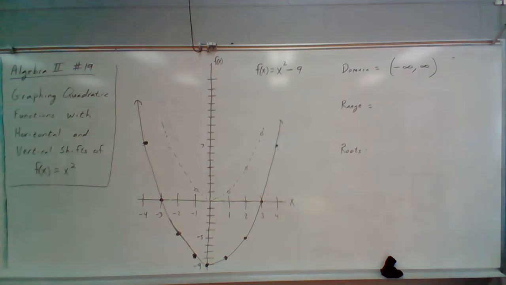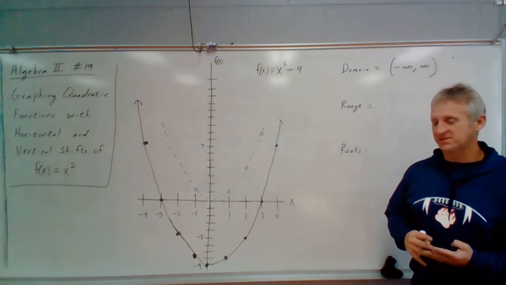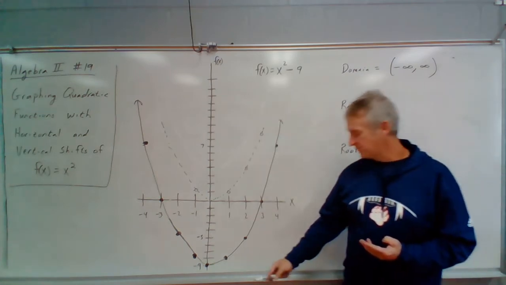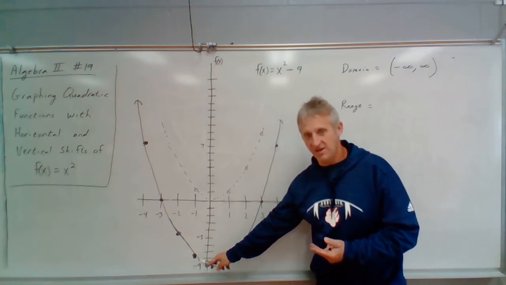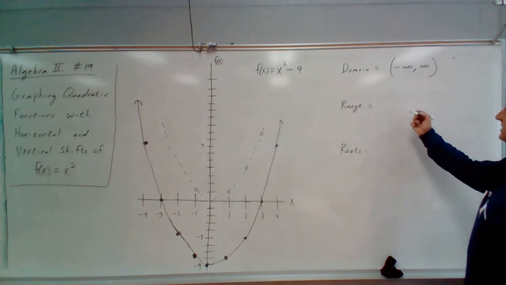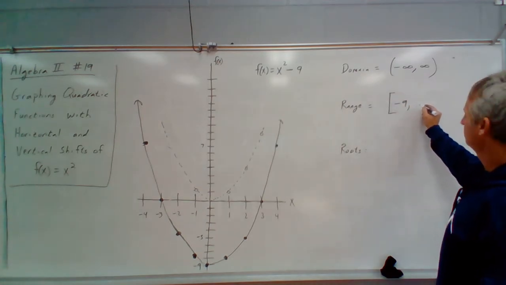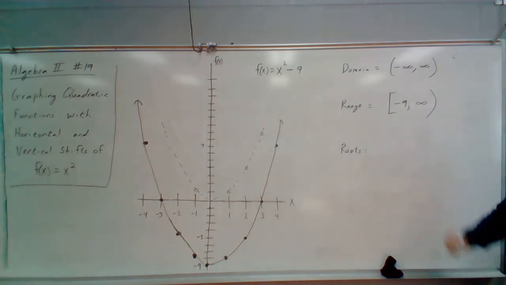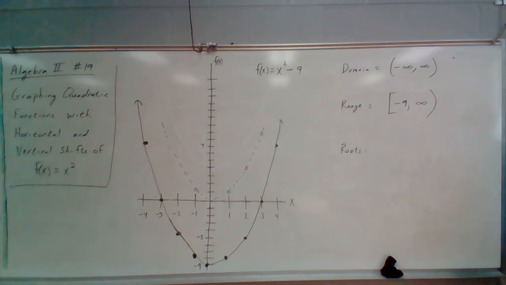It's all real numbers. And what about the range? Remember, the range is the set of numbers that the function spits out. This function never spits out any numbers less than negative 9, but it spits out every number greater than or equal to negative 9. So my range is from negative 9 to infinity. And the negative 9 is included, so it gets a square bracket.